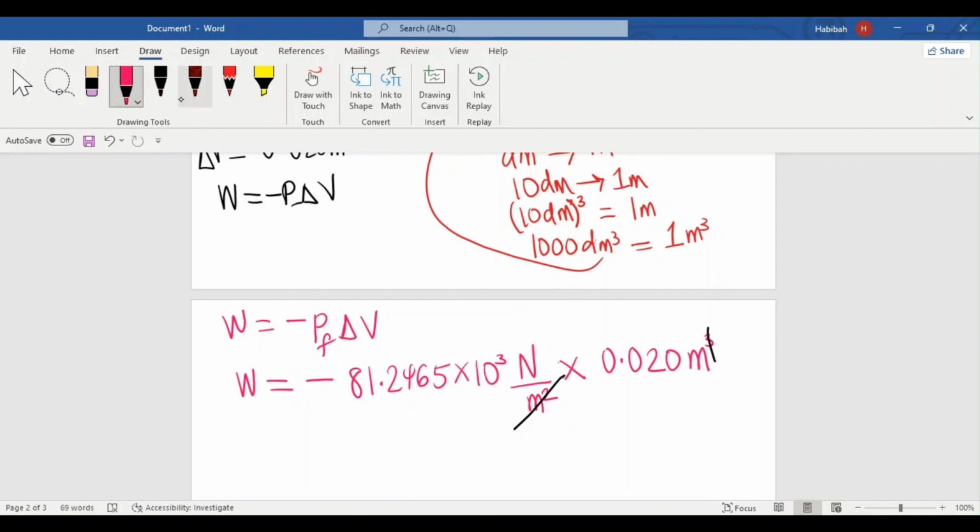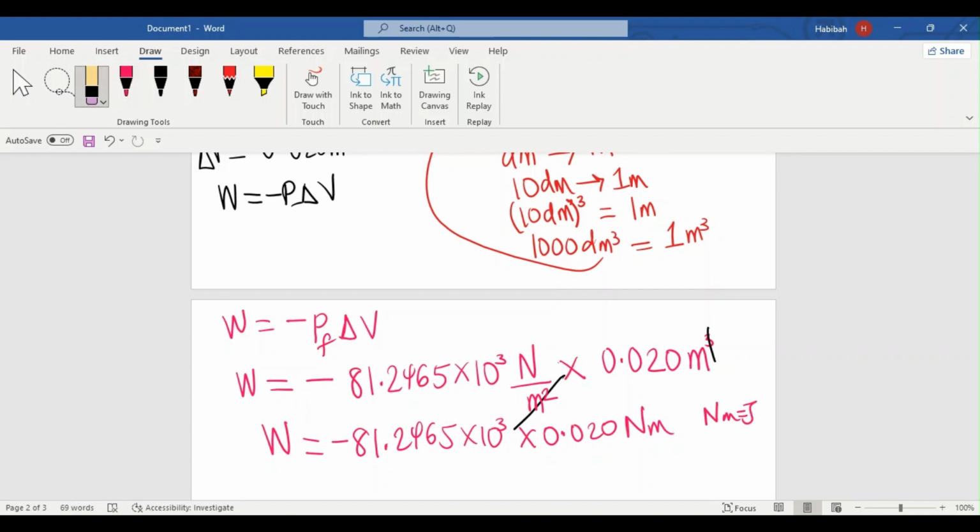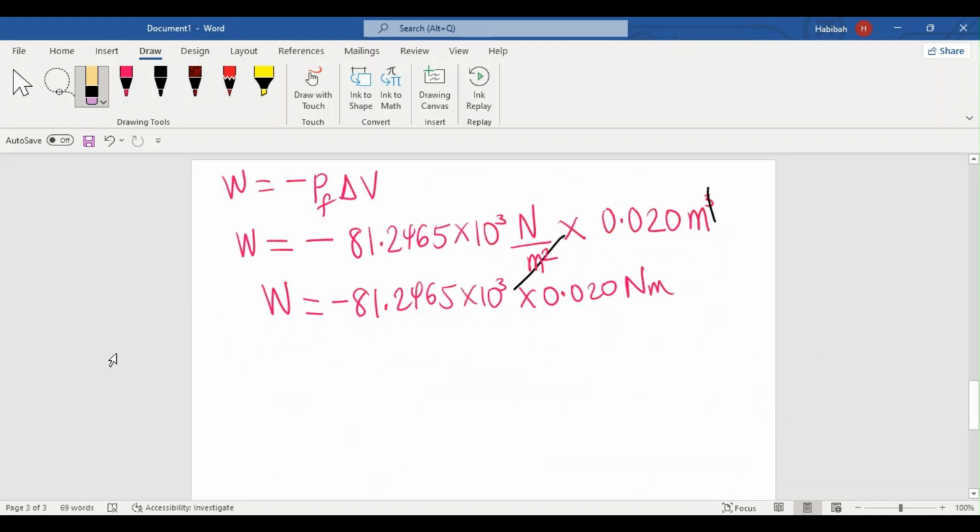So that's going to be work done W equals negative 81.2465 times 10 to the power 3 times 0.020 Newton meter, which is the same thing. Just remember that Newton meter is joules, just like Pascal is the same thing as Newton per meter squared. So now we input this information into the calculator and we get work done equals negative 1624.93 Newton meter.